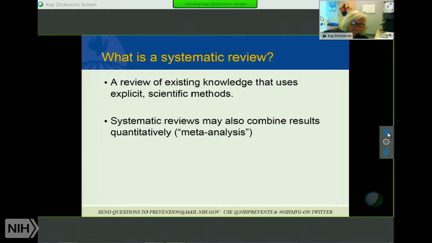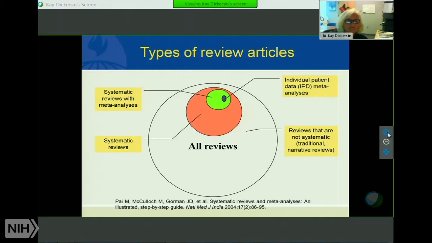So an easy definition is it's a review of existing knowledge that uses explicit scientific methods. And sometimes, but not always, it contains a meta-analysis, which is when the data are combined quantitatively. I'll show you an example of that. I like this. It's from more than 10 years ago. It's a picture from Madhur Pai's paper that was in the National Medical Journal of India.